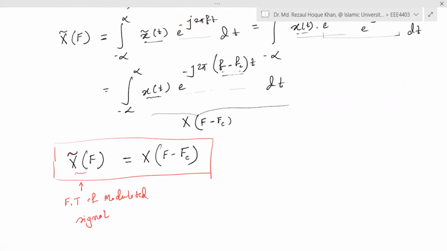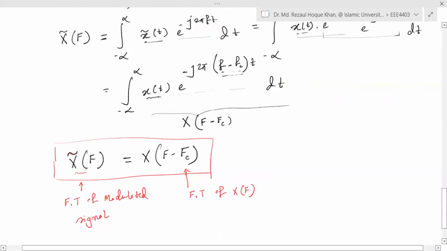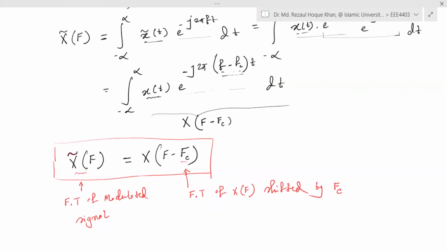And what is this part? It's the Fourier transform of x(f), which is a shifted version. So x(f) shifted by fc. So the Fourier transform of the modulated signal is nothing but the Fourier transform of x(f) shifted by fc.